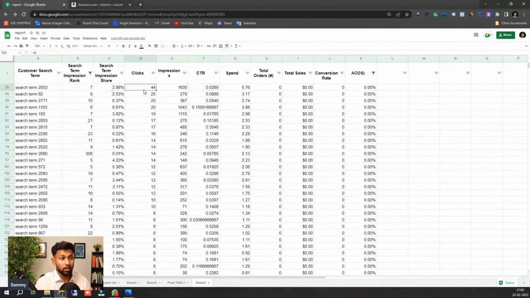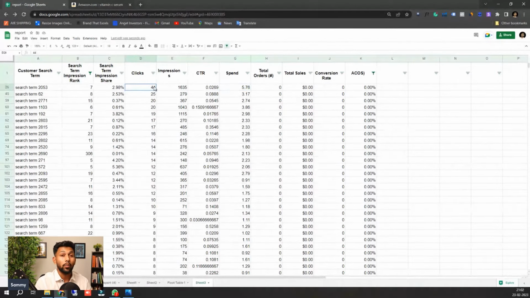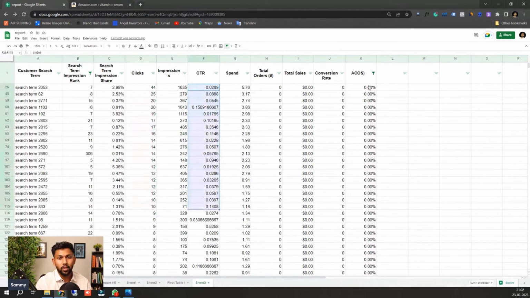It has got a lot of clicks and it has spent, but the ACOS is 0. That means obviously this is an irrelevant search term that we are going to negate, or we can completely delete it from our campaigns. This way you can see there are a lot of search terms where you have got a lot of clicks, a lot of impressions, and the CTR is very low, whereas the ACOS is 0. That means you have spent but haven't got any orders.